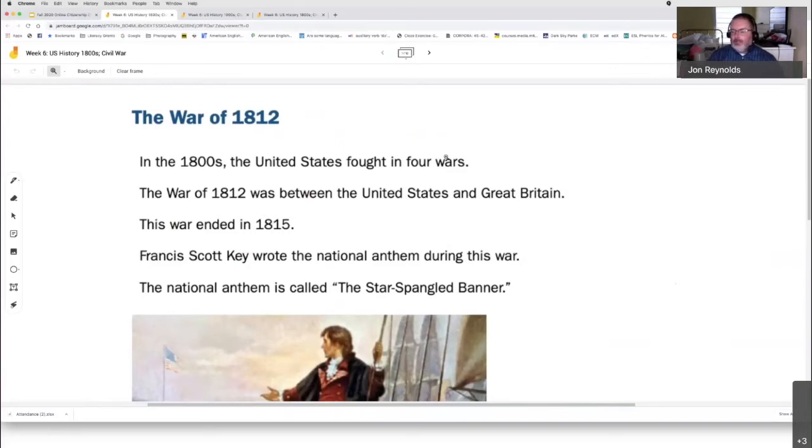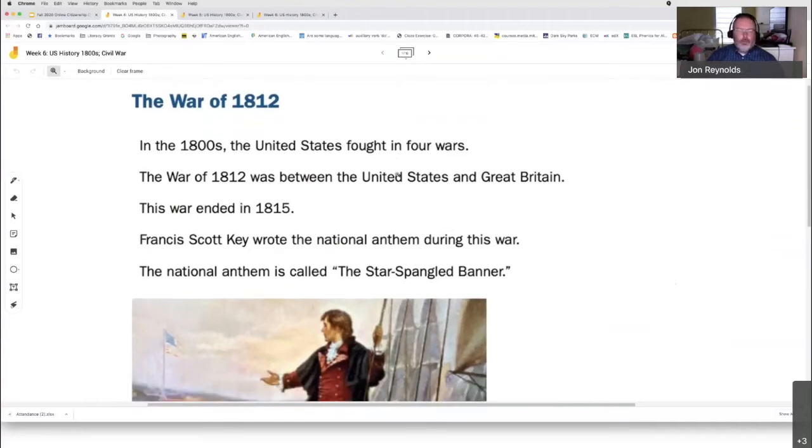First off, a very interesting and often forgotten war is the War of 1812. Now, the War of 1812 was another war between the United States and Great Britain and England. In fact, some people call the War of 1812 the Second American Revolution. In fact, during the War of 1812, the British were able to burn the White House. So keep in mind that this particular war was not an easy one.